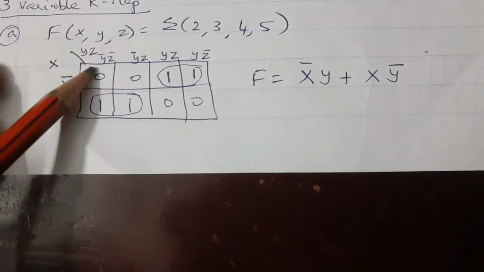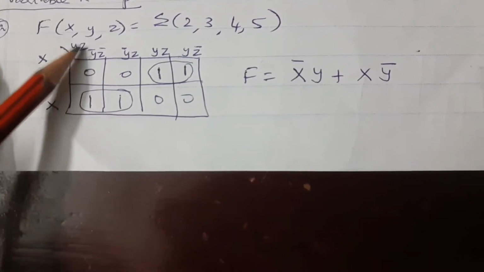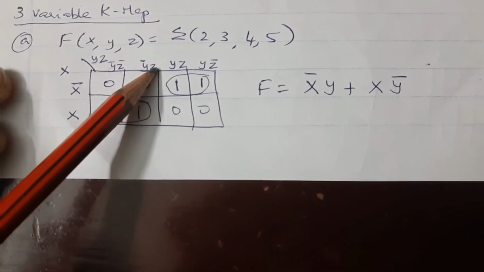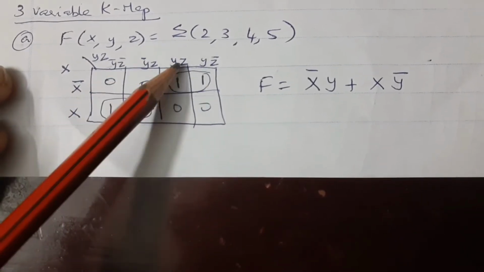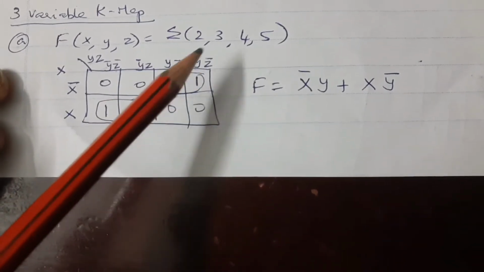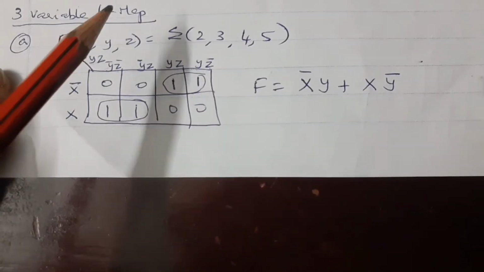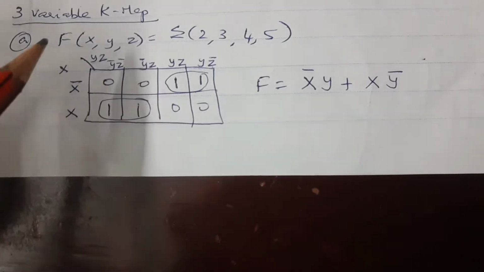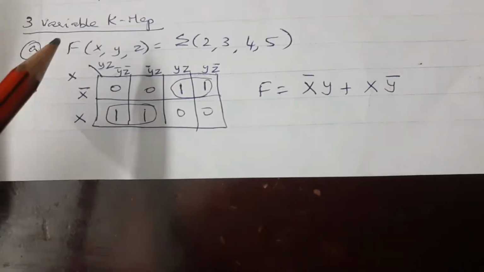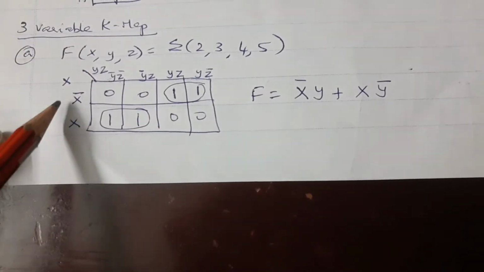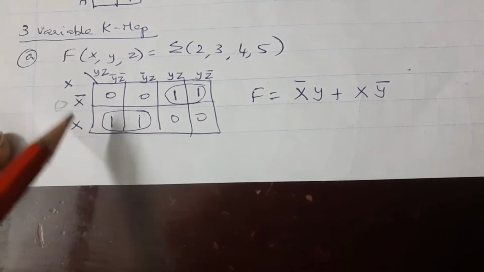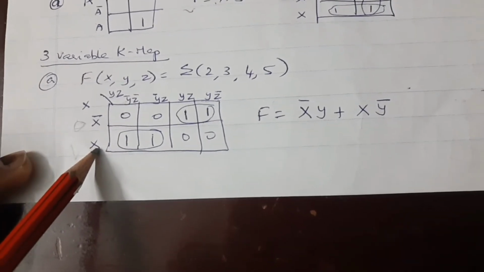So 0, 0 can be written as, what is the 0, 0 representation? Y, z. So y bar, z bar. 0, 1 is y bar, z. 1, 1 is y, z. 1, 0 is y, z bar. So I'm just rewriting it in terms of the variables. Wherever you have 0, mark it as a complement. Wherever you have 1, put it as the same variable. So it is 0 here and it is 1 here. So 0 will be represented as x bar, 1 will be represented as x.